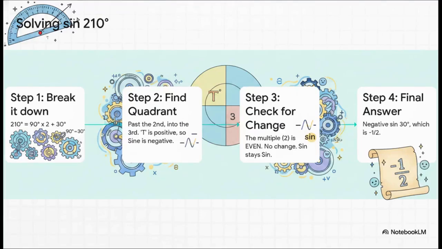Step 1, break it down. 210 degrees is just 90 times 2 plus 30. Step 2, where are we? Well, 2 times 90 is 180 degrees, and another 30 puts us squarely in the third quadrant. Now our code says T for tan is positive here, which means our sine value has to be negative. Step 3, check for a change. The multiple, 2, is even, so the function doesn't change. Sine stays sine. Step 4, so what do we have? A negative sine of 30 degrees, which is just negative 1/2.